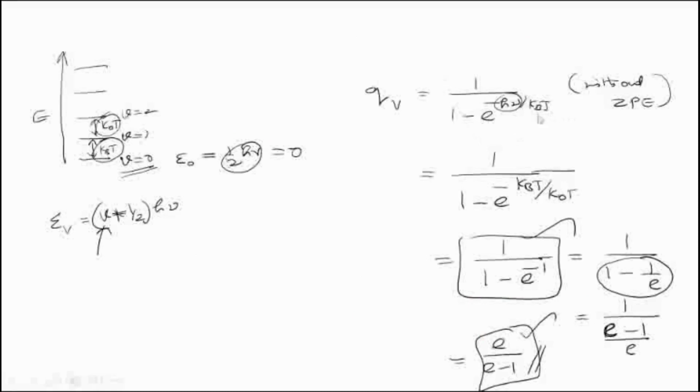Without zero point energy, this is the formula for the vibrational partition function. So if you substitute all the values, you'll get the answer as e by e minus 1. Right? Students, any doubt?